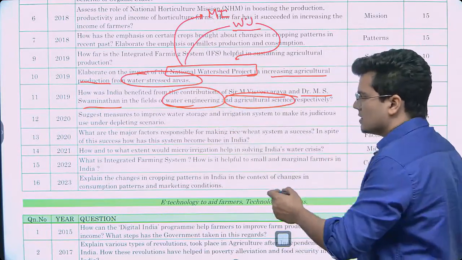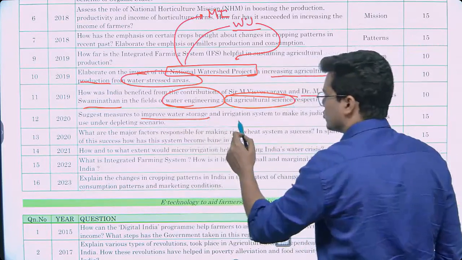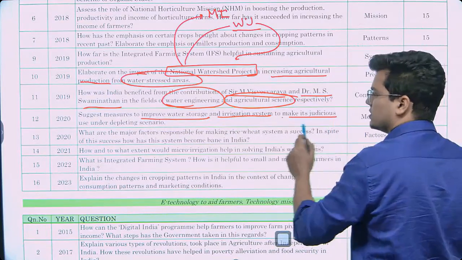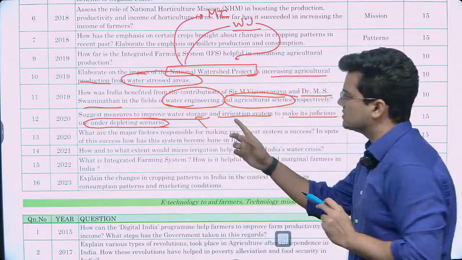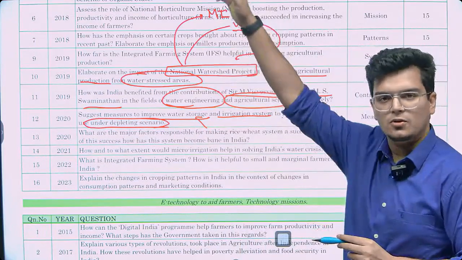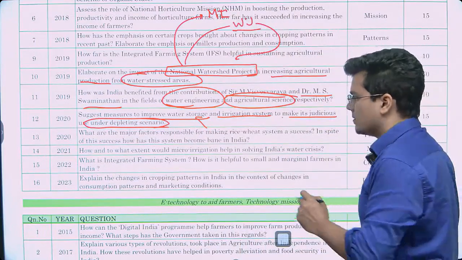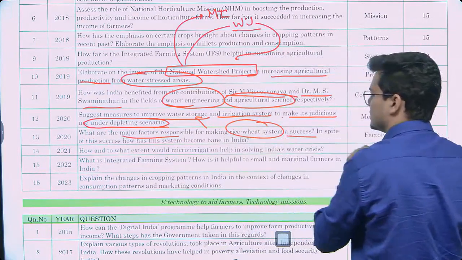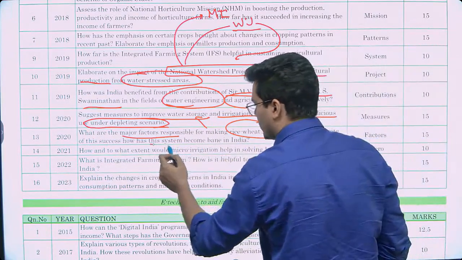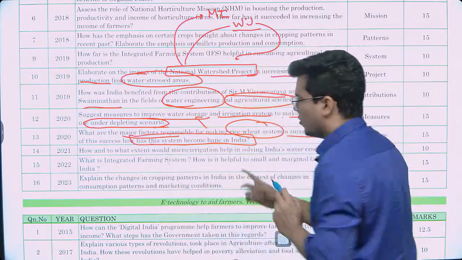Then, suggest measures to improve water storage and irrigation systems to make its judicious use under the depleting scenario. So again, water use efficiency. इसमें हमने watershed project और micro irrigation हम देख चुके हैं. Then, major factors responsible for rice wheat system a success. In spite of this success, how has the system become a bane on India?